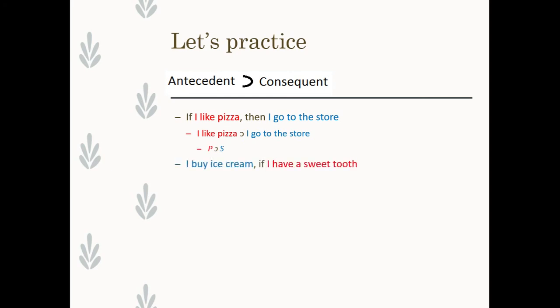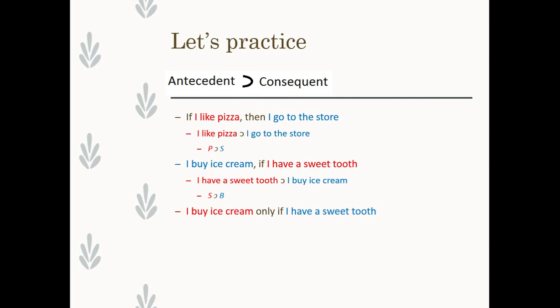Here's another one. I buy ice cream if I have a sweet tooth. So I have a sweet tooth is going to go on the left side of the horseshoe because it follows the word if. So you have I have a sweet tooth, horseshoe, I buy ice cream. And then we're going to turn those into letters. So S, horseshoe, B. S for sweet tooth, B for buying ice cream.